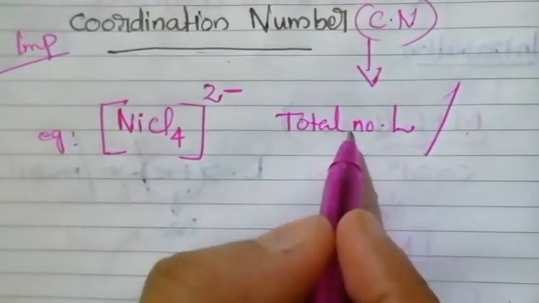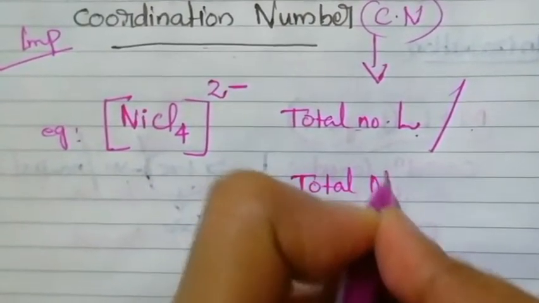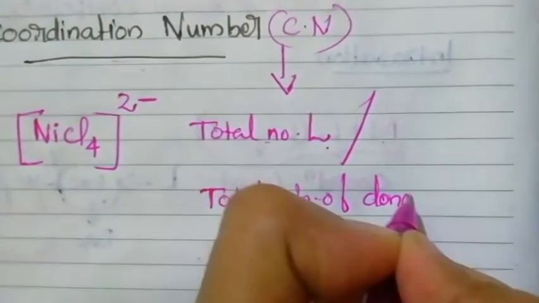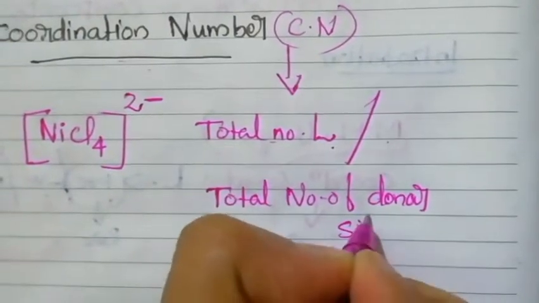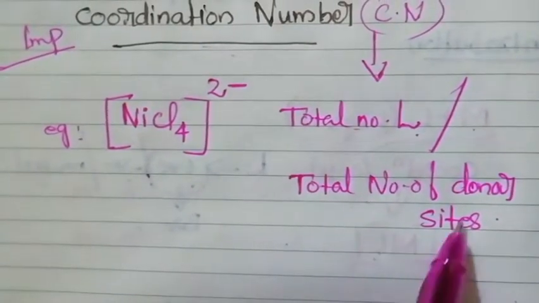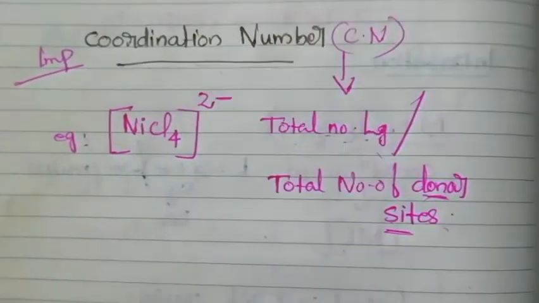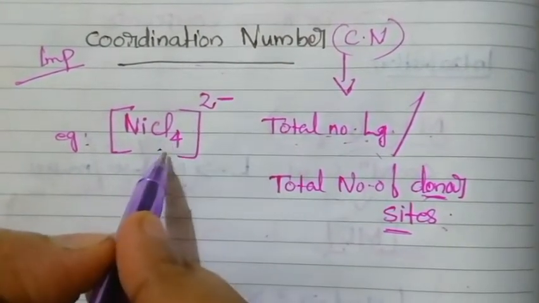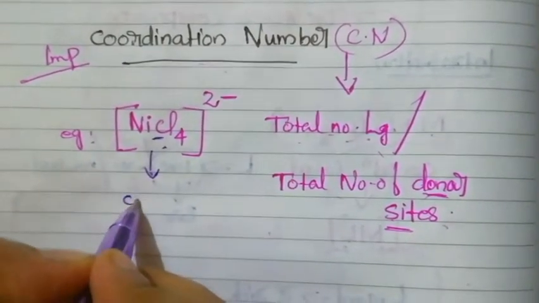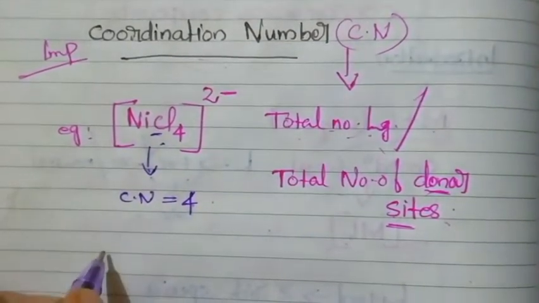We already defined coordination number as the total number of ligands attached to the central metal atom, or in another way, it is the total number of donor sites. Either the total number of ligands or the total number of donor sites. Don't get confused: a donor site means the atom which donates electrons. So here 4 ligands are attached to the metal nickel. So the coordination number of this compound is 4.